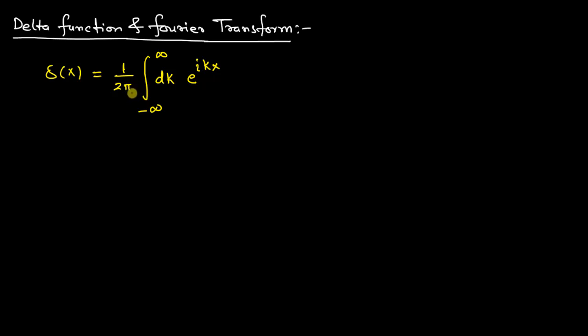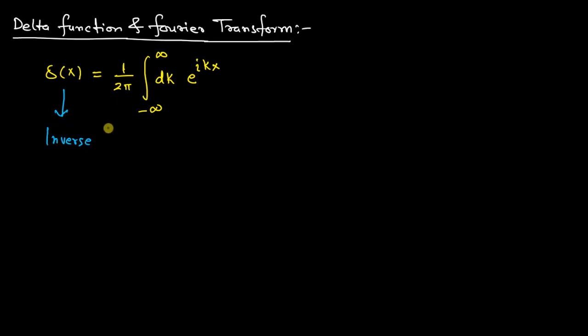So somewhere in some books you will find this factor to be square root of 1 by 2 pi, or you will find it 1 by 2 pi. It just depends how you define the Fourier function or the Fourier transform. Okay, so this delta function is the inverse Fourier transform of a constant, और यहाँ पे जो constant है उसकी value कितनी है? 1.